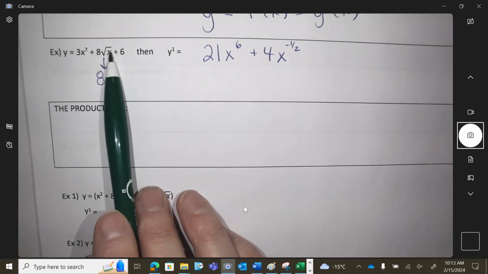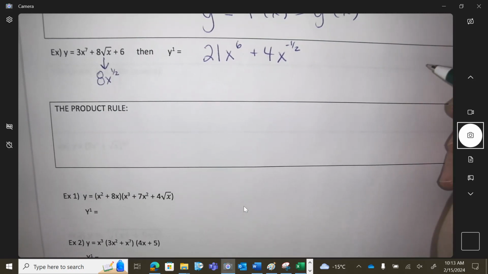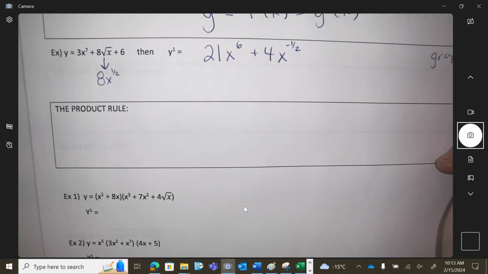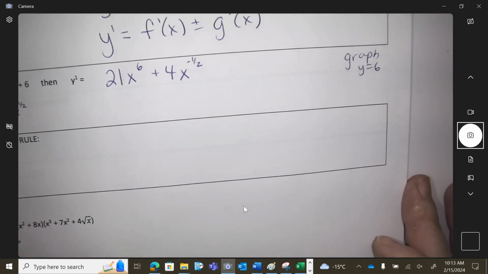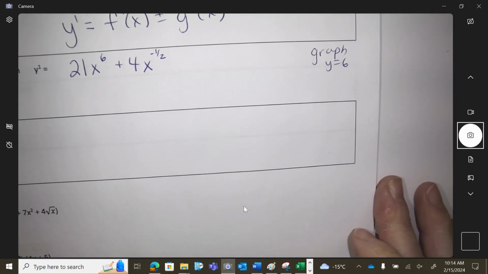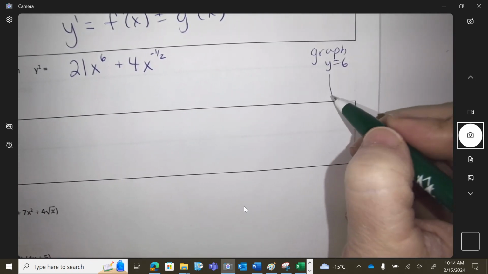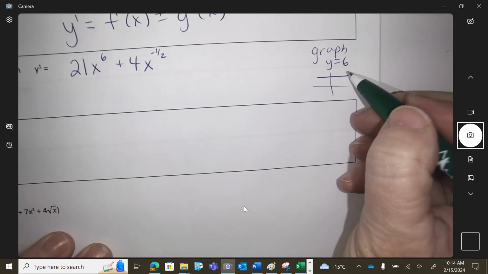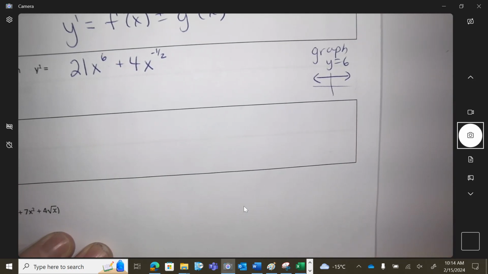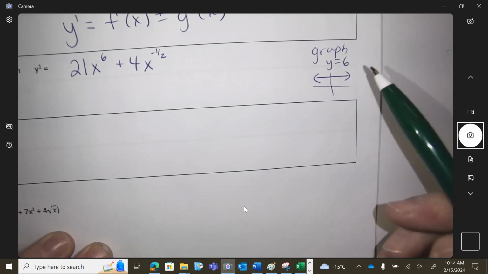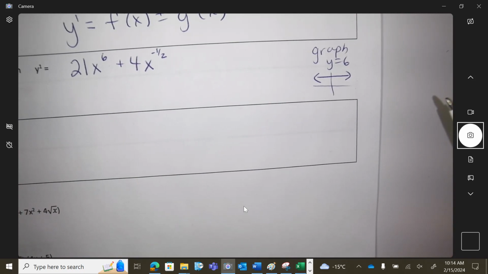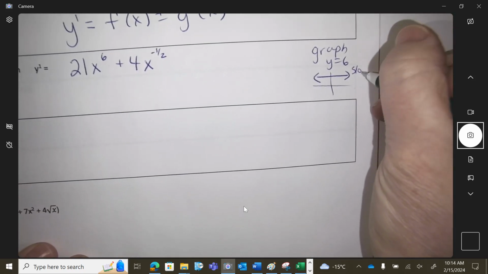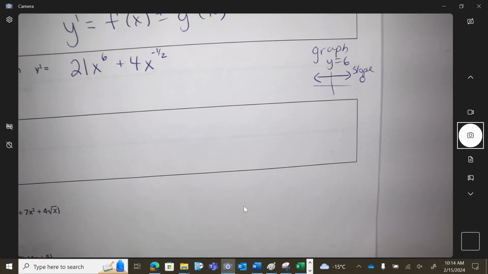Okay. Graphically, does this make sense? If you were to graph y equals 6, what does that look like again? Y equals 6, how do you graph it? Just a flat line, right? What's the slope of a flat line? 0. Which is why the derivative is 0, because the slope of a flat line is 0.